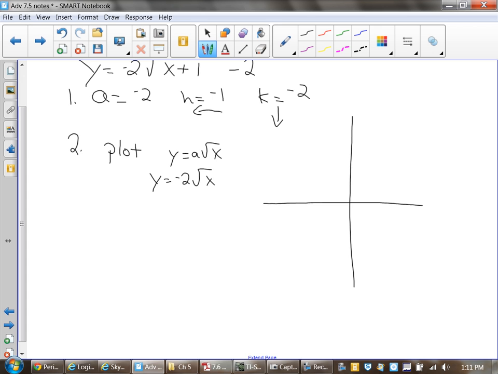and substitute in. So what's the square root of 0? 0. What's 0 times negative 2? 0. So it's still at 0, 0 to start with. What's the square root of 1? 1. What's 1 times negative 2? Negative 2. So instead of moving up, I'm moving down.